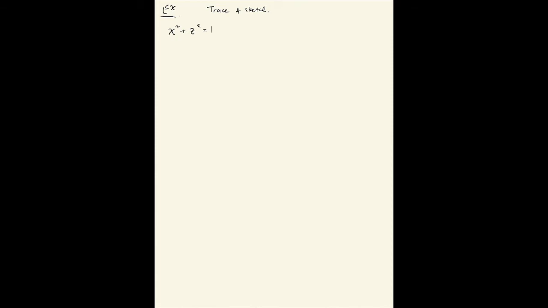First, x squared plus z squared equals 1. I think this is easy, right? The y is not there, so that's the criteria. So it's going to be a cylinder, right? There is no y in the equation, so it will be continuous along the y-axis, and it is a circle, so it's a circular cylinder, or you can just say a cylinder, that's also fine.